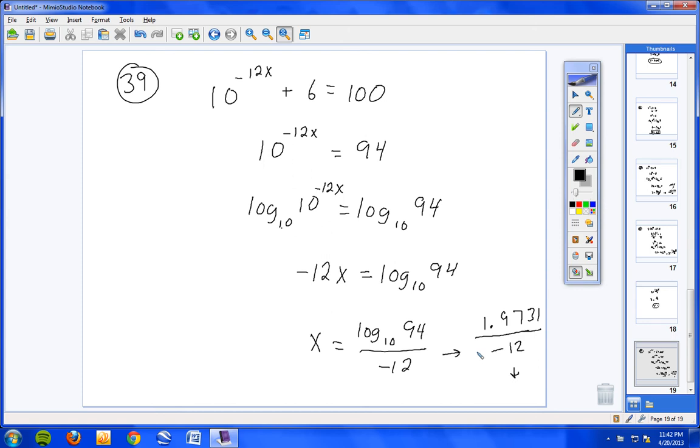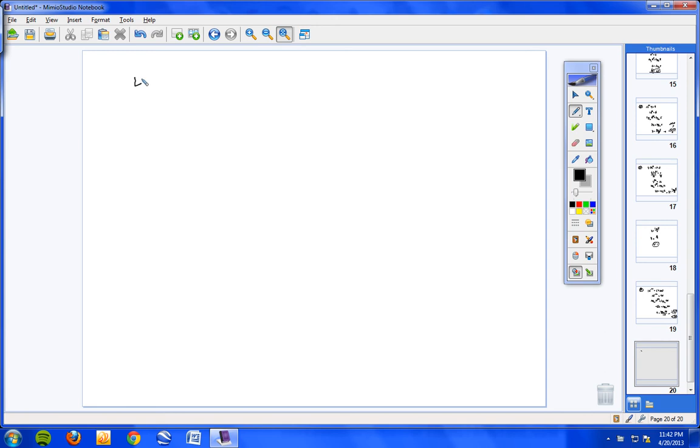And let me look in the book here and check the answer. Yes, you will get negative 0.164. Okay, so there we go. All right, let's move on to number 41, and yay, I think that's it for the whole day. So we are done with the homework.